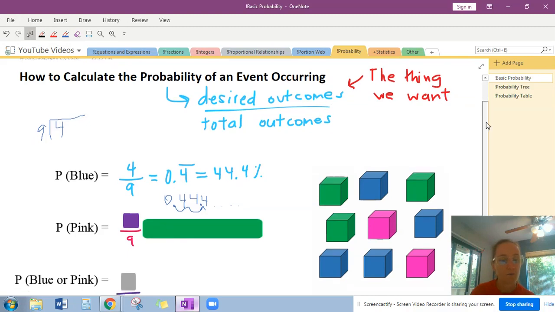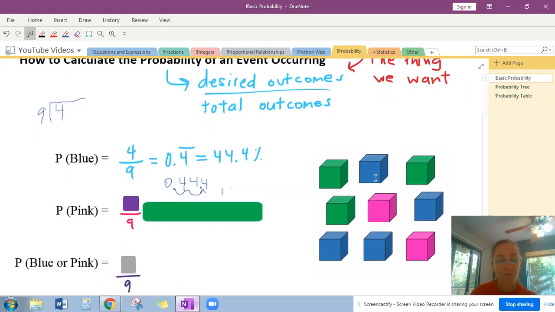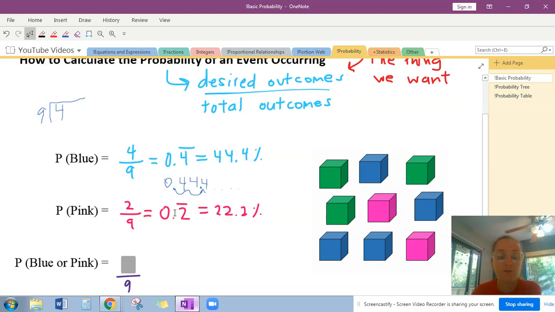All right, let's look at the second one. So what's the probability of getting a pink one? So same idea. We know it's out of 9. There's 1, 2 pink blocks, so it'd be 2 out of 9. Again, I could set up my long division. My decimal would be 0.2 repeating, which is really similar to this one. It'd be like 2, 2, 2, and going on forever. If I move my decimal place over 2 places to the right, I would get 22.2%.